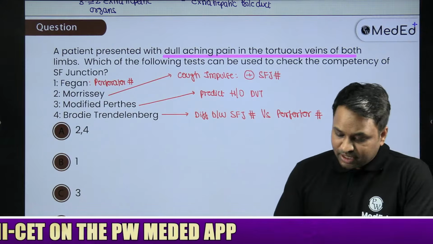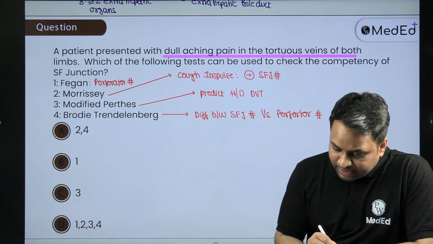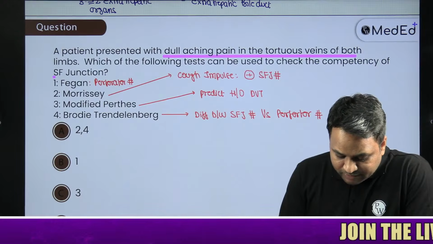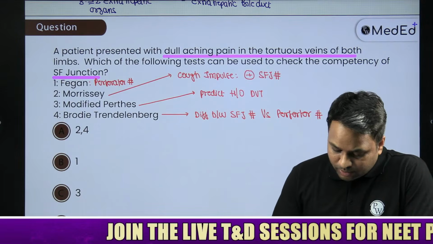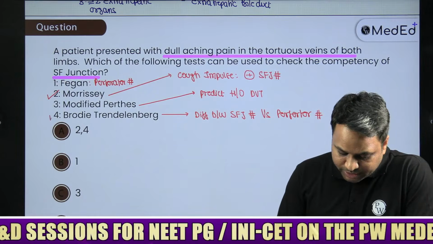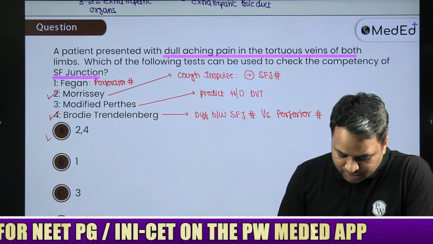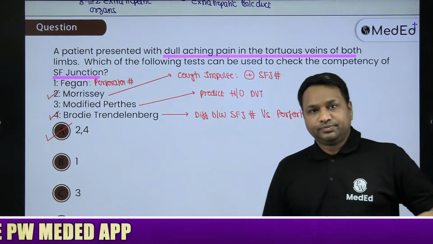Now the question says, which of the following is done to evaluate for the incompetency? So, the competence is saphenofemoral junction. Now for saphenofemoral junction, I can do number 1 is your Morrissey's cough impulse test. Another one is your Brody-Sternberg. 2 and 4 is your answer. It is your A for Ahmedabad. Clear? Okay.